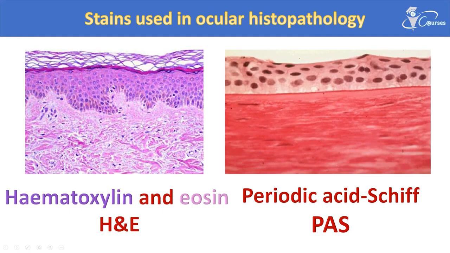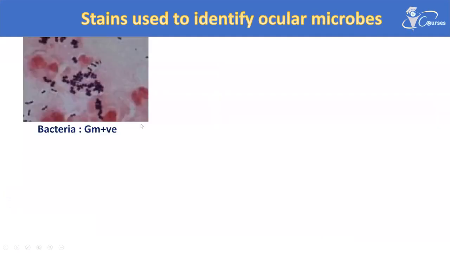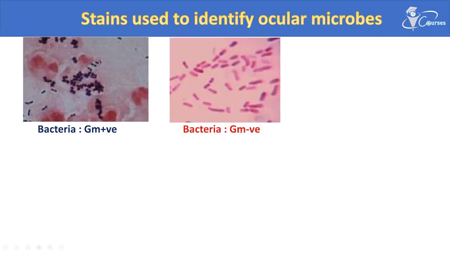Another very important stain, especially for cases of bacteria, is called the Gram stain. The Gram stain can stain the bacteria a bluish color. In this case, it will be called Gram positive. It can be either cocci or bacilli. Or it can stain the bacteria red, and that time it is called Gram negative, and also it can be in the form of cocci or bacilli. So this is called Gram positive, and this is called Gram negative.